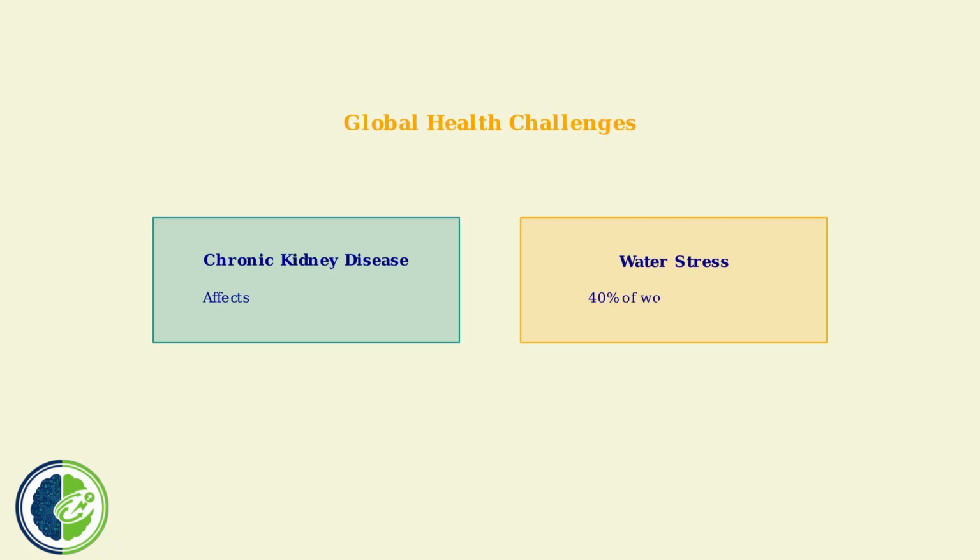Understanding excretory systems is crucial for solving global problems. In Nigeria, water stress affects many communities, and kidney disease is becoming more common. Your generation of scientists could find solutions to these challenges.